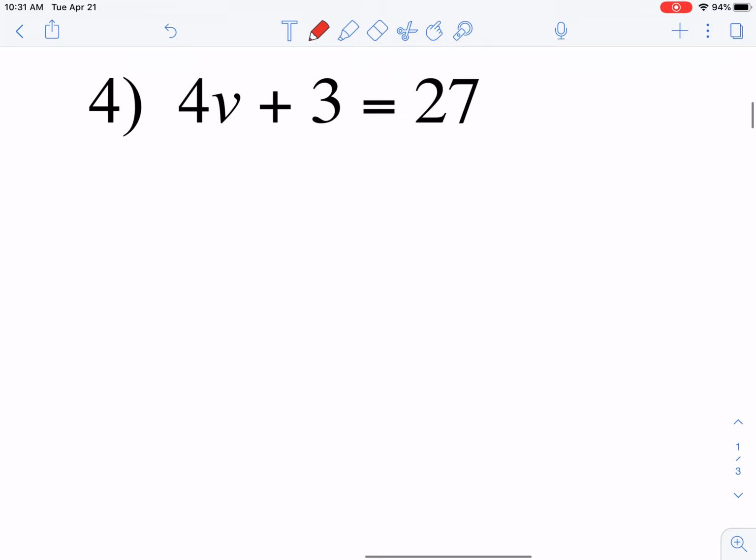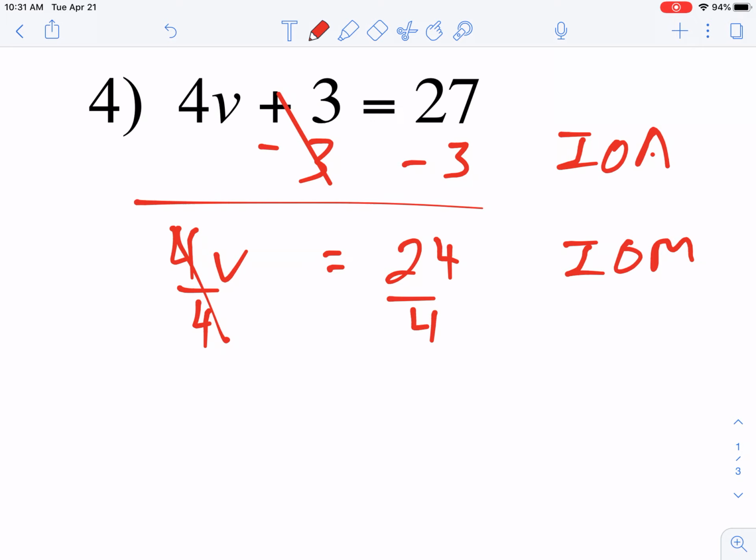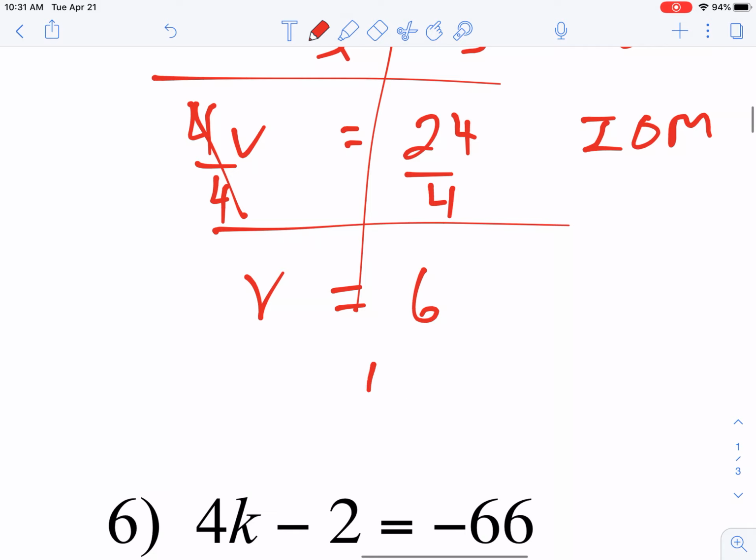Number 4, we're going to start out with the inverse of addition and subtract 3 from both sides. 4v drops down. These cancel out. 27 minus 3 is 24. Now we're going to do the inverse of multiplication. We're going to divide by 4 on both sides. The 4's cancel out. V is equal to 24 divided by 4 is 6. And then the only thing that you would enter into Canvas would be the number 6.